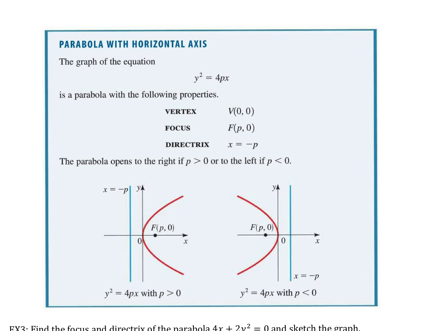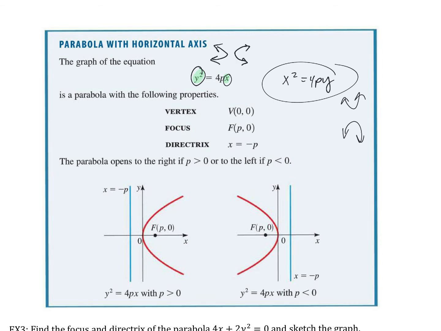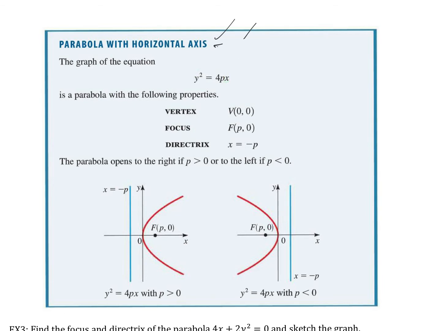Now the graph of this equation is basically exactly the same as before. The main difference is our y is being squared and our x is to the first power. Previously, we were working with x squared equals 4py, and that's how we knew it was opening up or down. So now, since the y is squared and the x is to the first power, we're looking at a parabola that opens either right or left. Okay, so that's what we're looking at now, but it basically follows a similar idea.